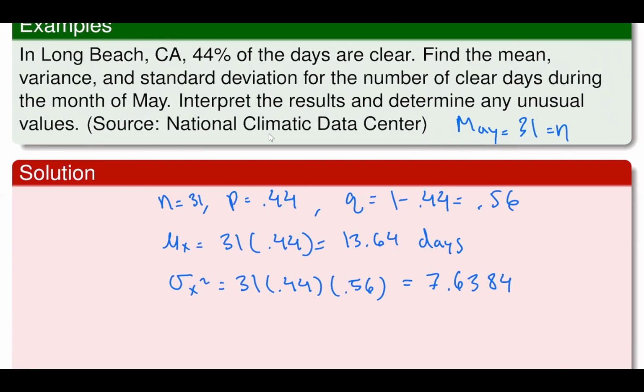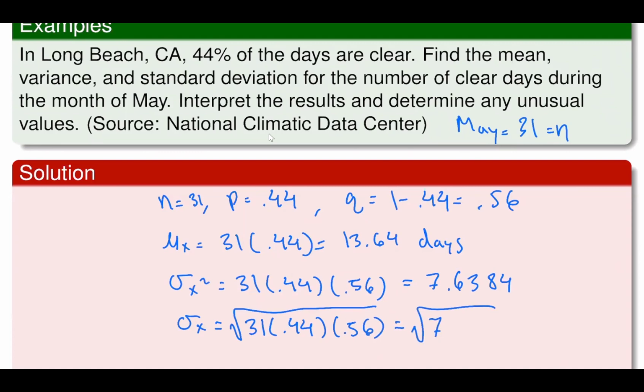All right, so lastly, we're going to go ahead and do standard deviation. For standard deviation, you go 31 times 0.44 times 0.56, which you get the square root of 7.6384. So let's see, what do we get from that? The square root of 7.6384, you get 2.76. And this is in days.